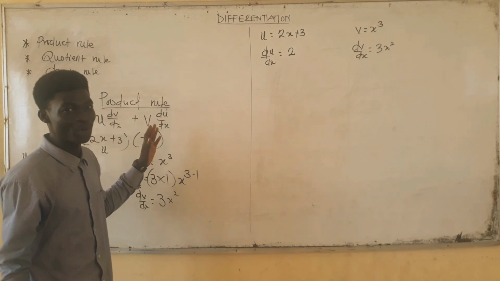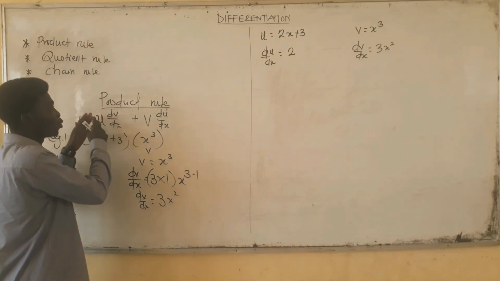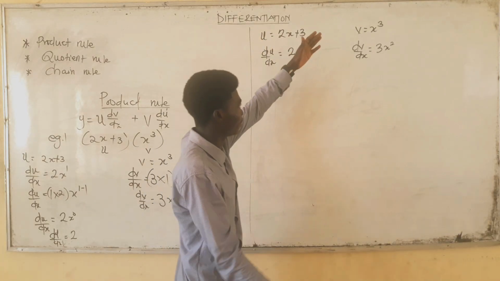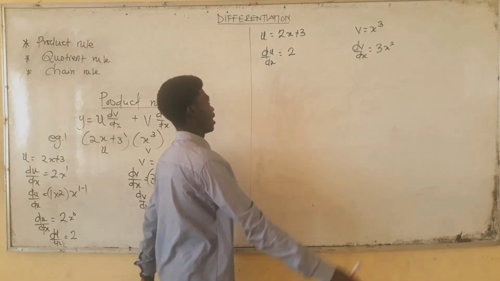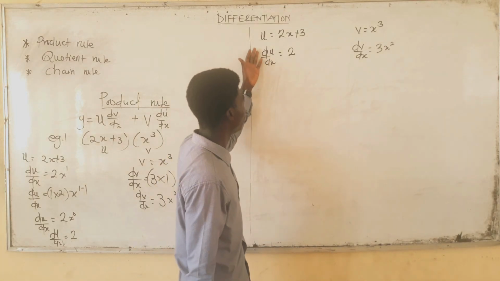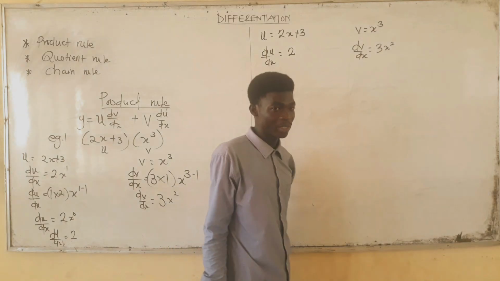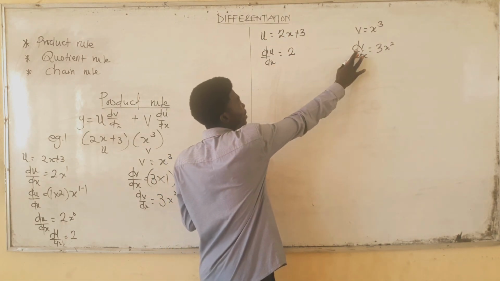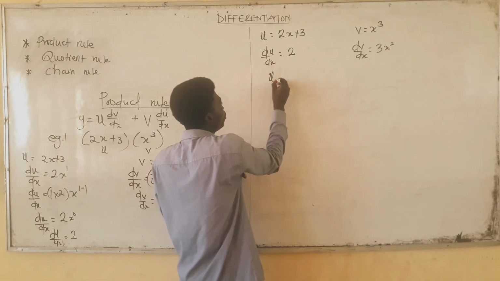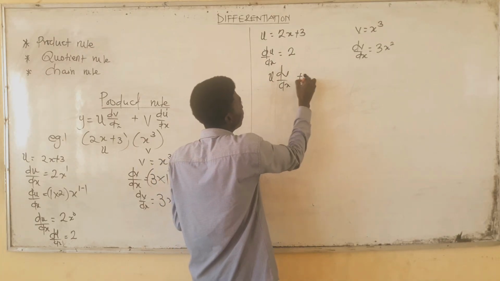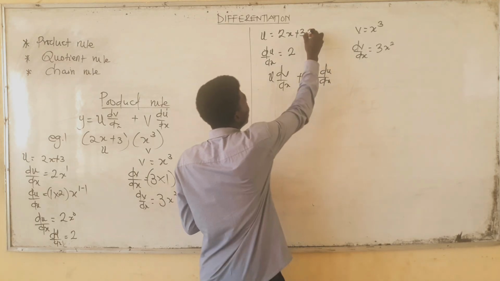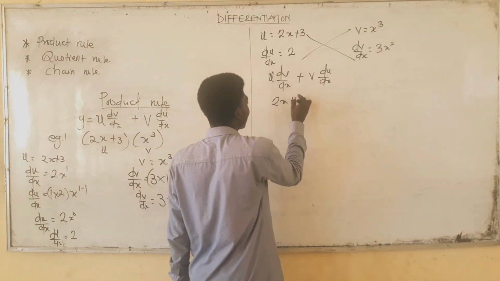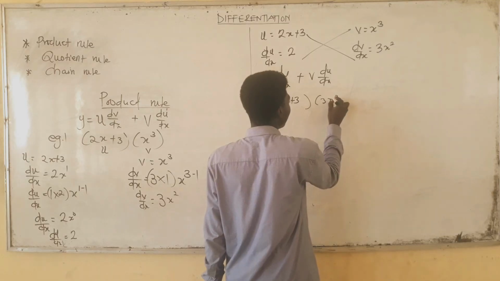Okay, so now we are using the product rule. So we know that your u is 2x plus 3, v is x raised to the power 3, and then differentiation: we know du dx to be 2, dv dx to be 3x squared. To use the product rule is very simple: you are going to multiply the u here by the derivative of v. So we have u dv dx, right, plus v du dx. So this is going to multiply this, and this is going to multiply this, right? So now we are getting 2x plus 3 multiplying 3x squared.